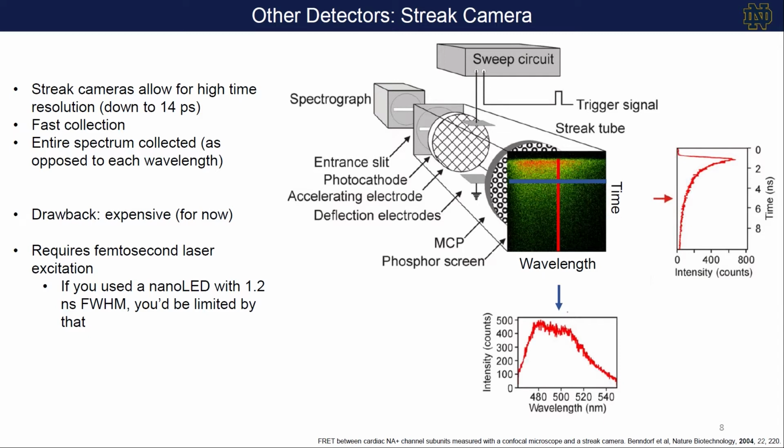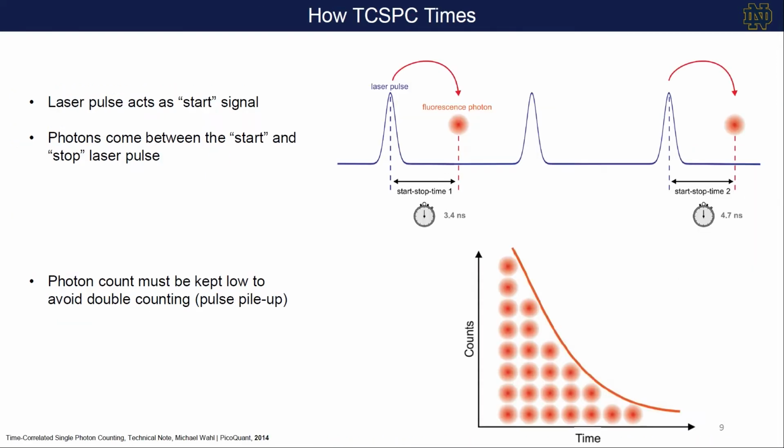So, shifting gears and going back to our system of TCSPC, I think it's important to talk about what the system is doing to time things. Essentially, the laser pulse is acting as more or less a start signal. Then some time after that start signal, a photon from the sample is going to be timed, and that's going to act as a stop.